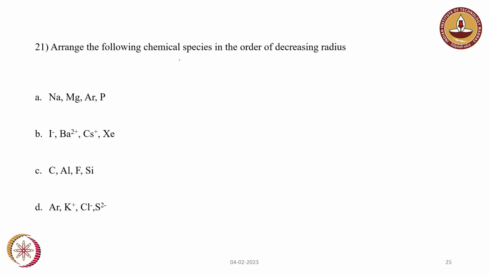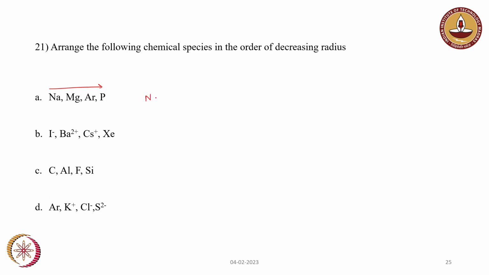And next one is: arrange the following chemical species in the order of decreasing radius. Here sodium, magnesium, argon and phosphorus. They are in the same period. So when we move along a period from left to right, the size of the elements decreases. That's atomic radius decreases from left to right of a period. So we need to arrange these elements in the increasing order of their atomic number.